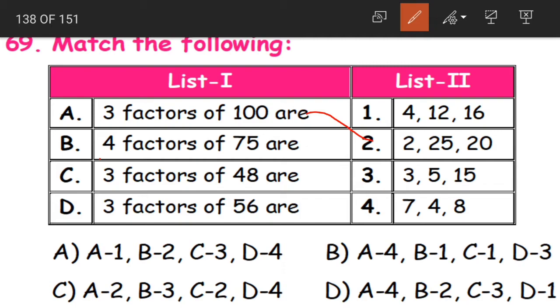Now 3 factors of 75 are. It should not be 4, it should be 3. 3 factors of 75 are this 3, 5 and 15. Okay, we have 15 5s are 75. See.